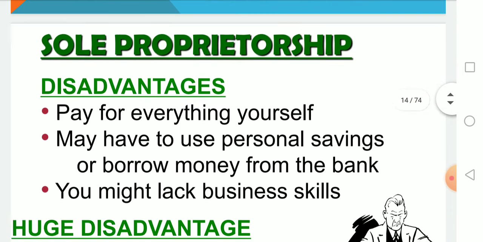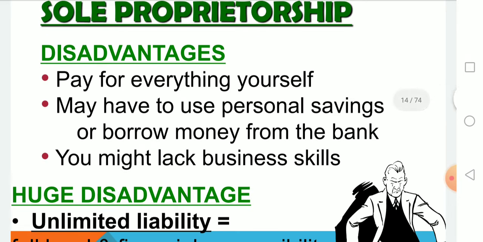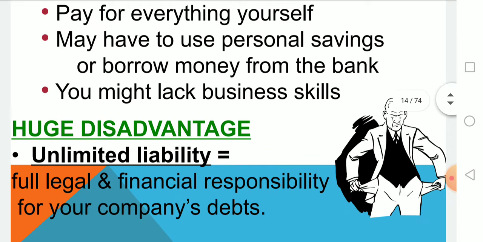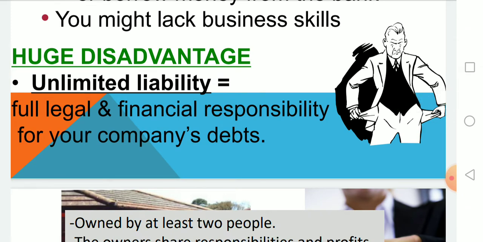Okay, so proprietorship disadvantages. Yes, it has disadvantages. Pay for everything yourself. You have to pay for everything because you're the owner of the business, and just one owner may have to use what? If you don't have money, you can use your personal savings or borrow money from the bank, take a loan. Here you might lack business skills, as you are just one person, so you need more and more skills. And I have here a huge disadvantage, which is what?